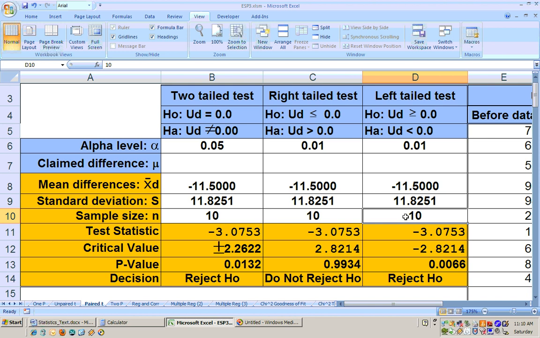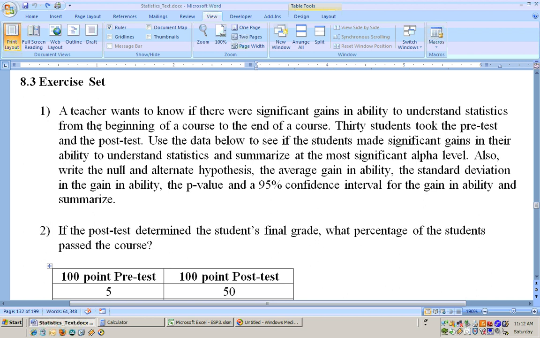I would say definitely you should have sampled more than 10 people if at all possible. But if you only have 10 people, that's all you can sample. Let's go ahead and do one of the homework problems from this section. Okay, on this problem it says the teacher wanted to know if there were significant gains in ability to understand statistics from the beginning of a course to the end of a course. 30 students took the pre-test and the post-test.